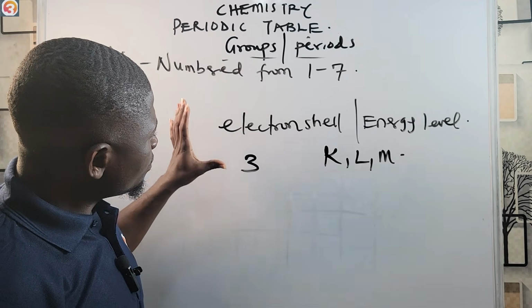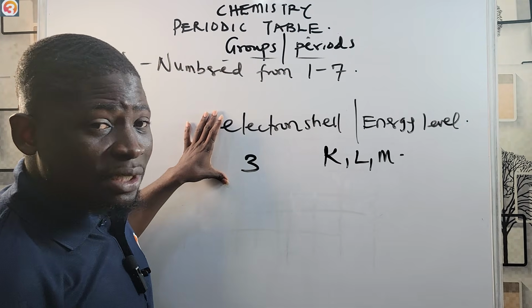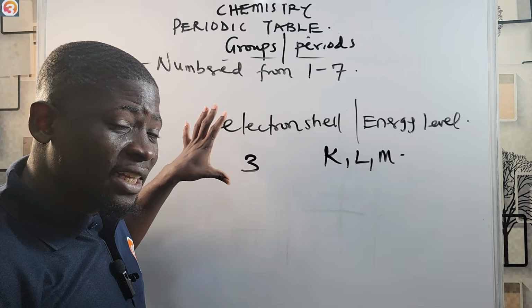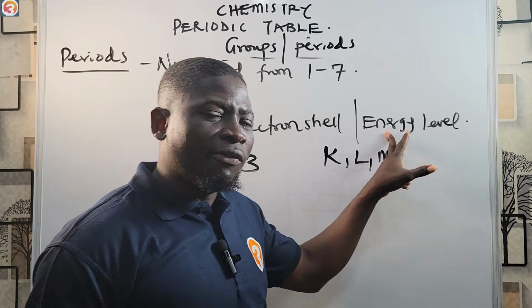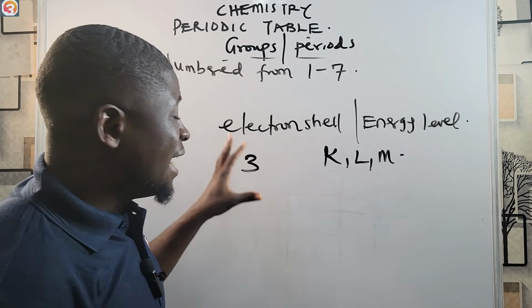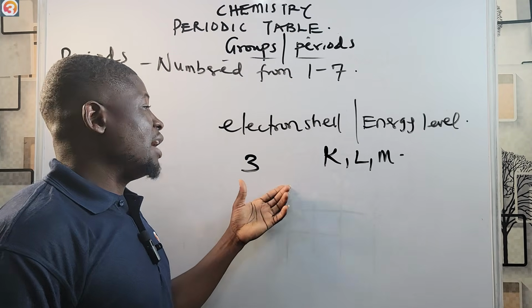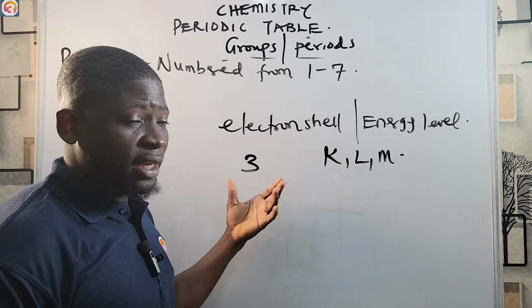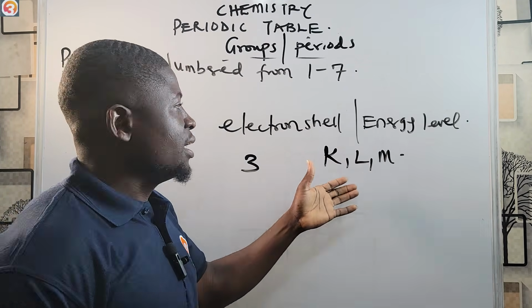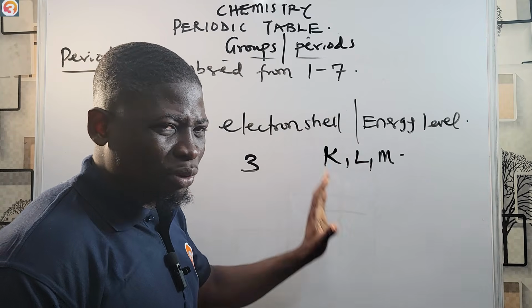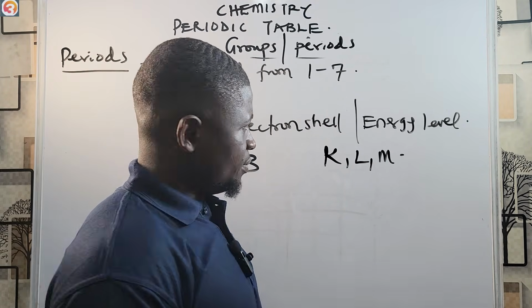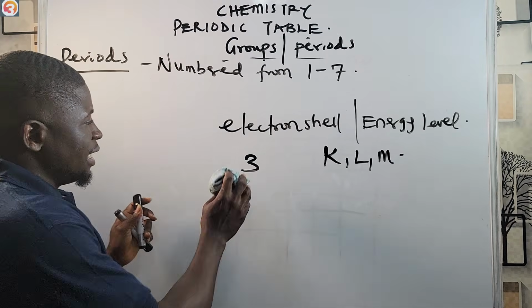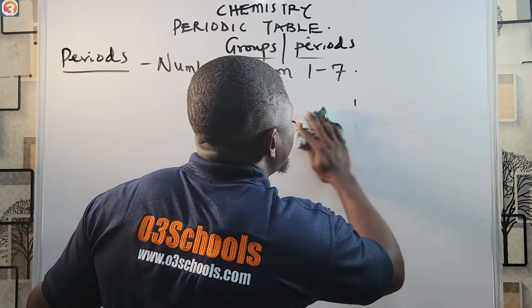So now, we're talking about periods, and we said that the period designated to a particular element will correspond to the number of electron shells or energy levels of that element. That means if we say an element is in period 4, it will have 4 electron shells, like K, L, M, N. So the number of the period corresponds to the number of electron shells. Having known this, let's now move to the groups.